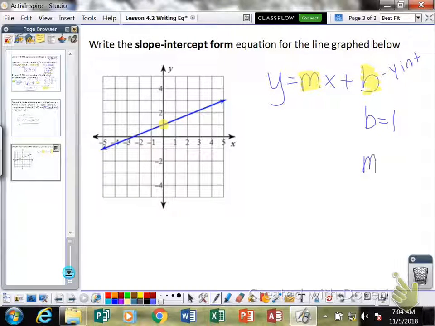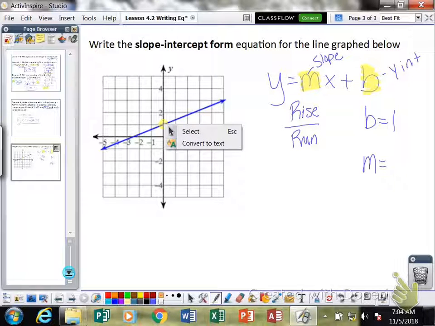Well, what is our m equal to? Well, remember, m is our slope. How do we find slope? It's the rise of the number over the run of the number. How do we do that using a graph? Very simple, ladies and gentlemen. We pick a point on the graph. I'm going to pick where we began, at 1. And I am going to rise and run to another point.